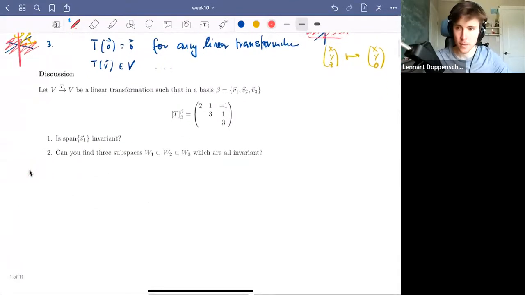Okay, so I'll give you now 3 minutes to discuss this question. Think about a linear transformation which is in a certain basis given by this particular upper triangular matrix. And I want you to answer the 2 questions. Is span of V1 invariant? And can you find, moreover, 3 subspaces which are all invariant? And if you solve question 1, then it will hopefully give you an idea how to do question 2.